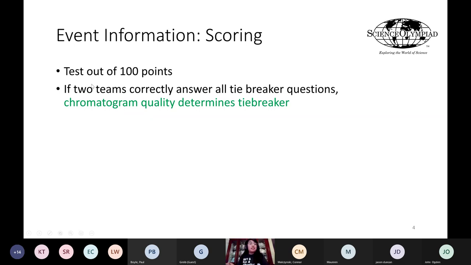In terms of scoring, the test is 100 points, and there are tiebreakers in the event that two teams have the same score. If two teams correctly answer all tiebreaker questions, the chromatogram quality will determine the tiebreaker, but usually the tiebreaker will break any ties we see initially.